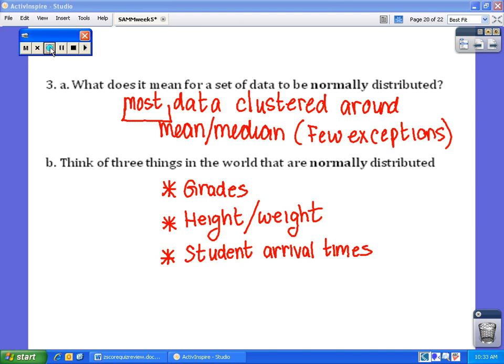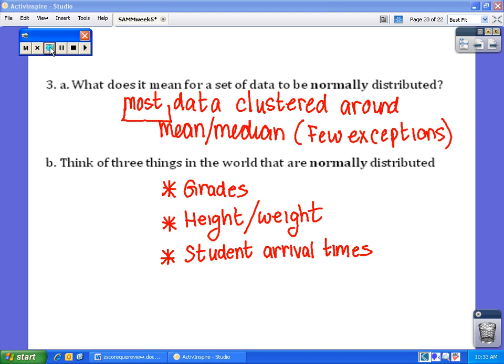Some things in the world that are normally distributed: grades, although teachers hope that students have more A's and B's, but sometimes grades resemble a bell curve with a lot of students getting a C, some students getting A's and B's, and some students getting D's and E's.